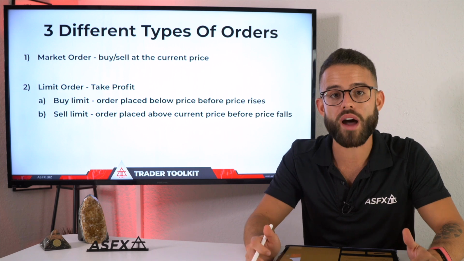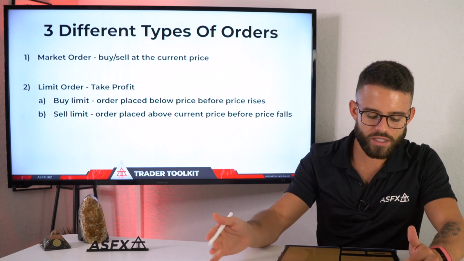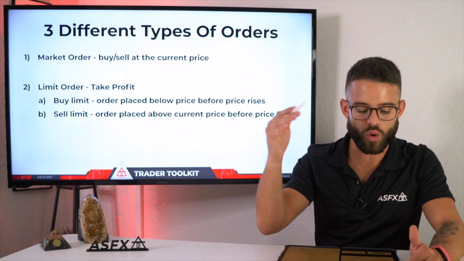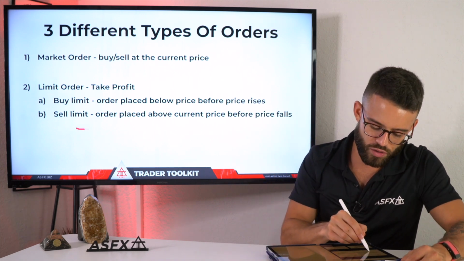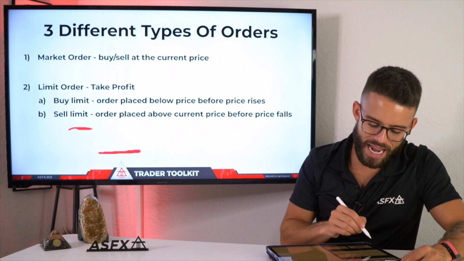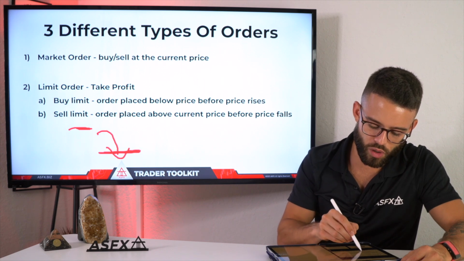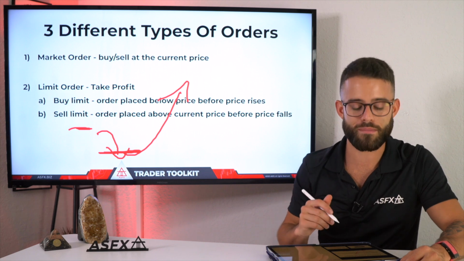The other types of orders that we have to understand are limit orders. These are like your take profit orders. So you have buy limits and sell limits. Buy limits is an order placed below price before price rises. So let's say price is right here. You could place a buy limit down here. Price drops, picks up your order, and then price goes higher, and then you end up making money.